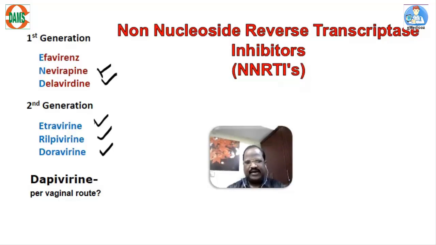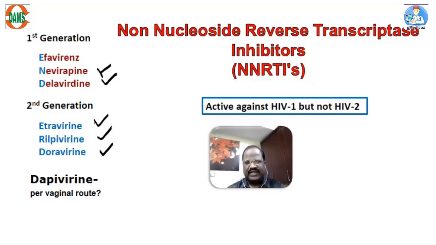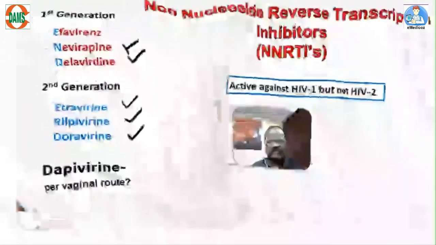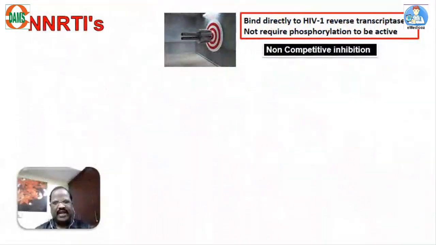All these NNRTIs are mainly useful for HIV-1 and they are not useful for HIV-2. Now, coming to the information regarding NNRTIs. First point, all these NNRTIs directly inhibit the reverse transcriptase enzyme. They don't need intracellular phosphorylation. Remember, when we discussed NRTIs, they need 3-phosphorylation to become the active form, whereas NNRTIs directly inhibit the reverse transcriptase enzyme. They don't require phosphorylation to become the active form.